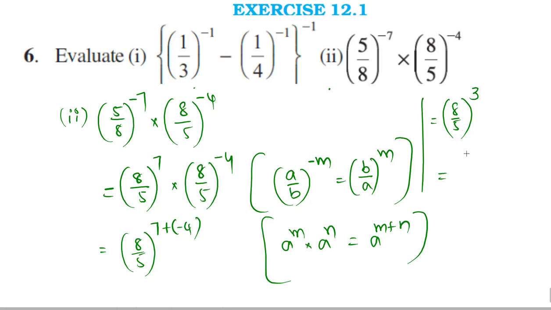So this is equal to (8/5) whole cube, means 8/5 into 8/5 into 8/5. So that is equal to 8 into 8 is 64, 64 into 8 is 512, divided by 5 into 5, 25, 25 times 5 means 125. So the answer is 512 by 125.